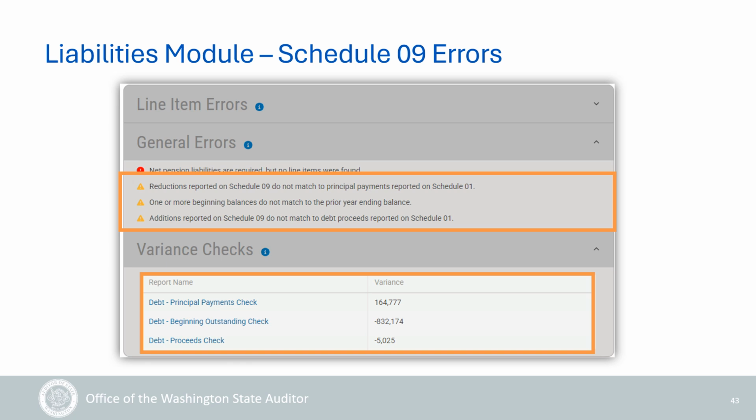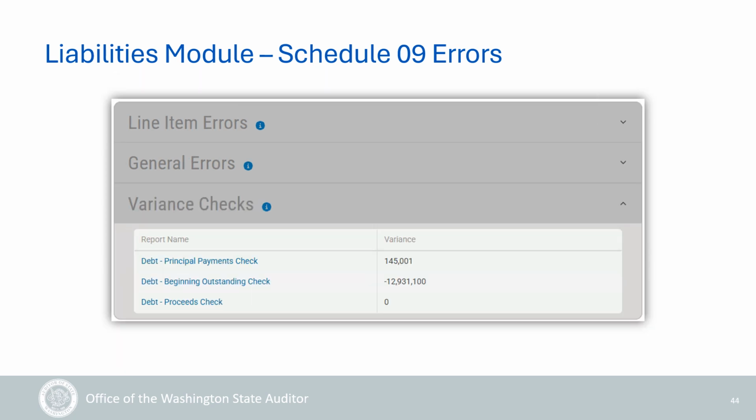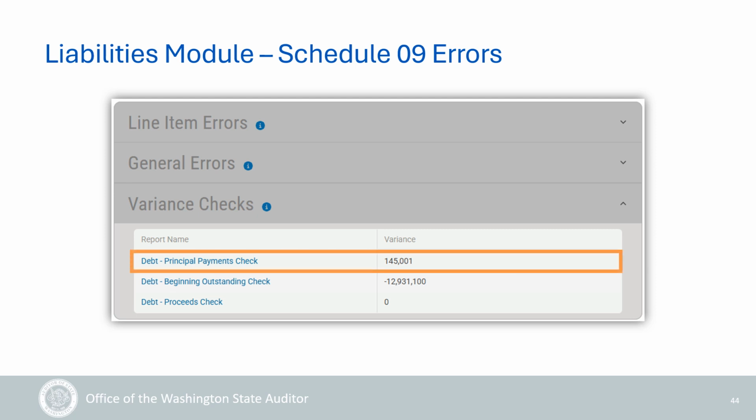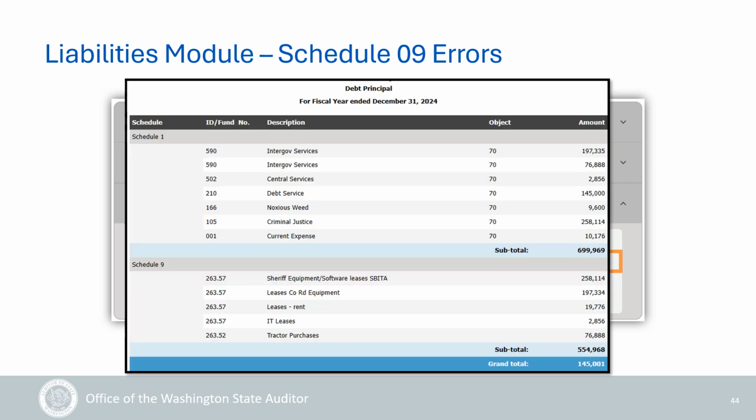There are certain liability ID numbers that are excluded from some of the variance check reports, and those are explained in the information icon next to the variance check header. You can view each variance check report by clicking the report name link, and it'll open the report in a pop-up window. Let's look at the debt principal check report to show what these look like.